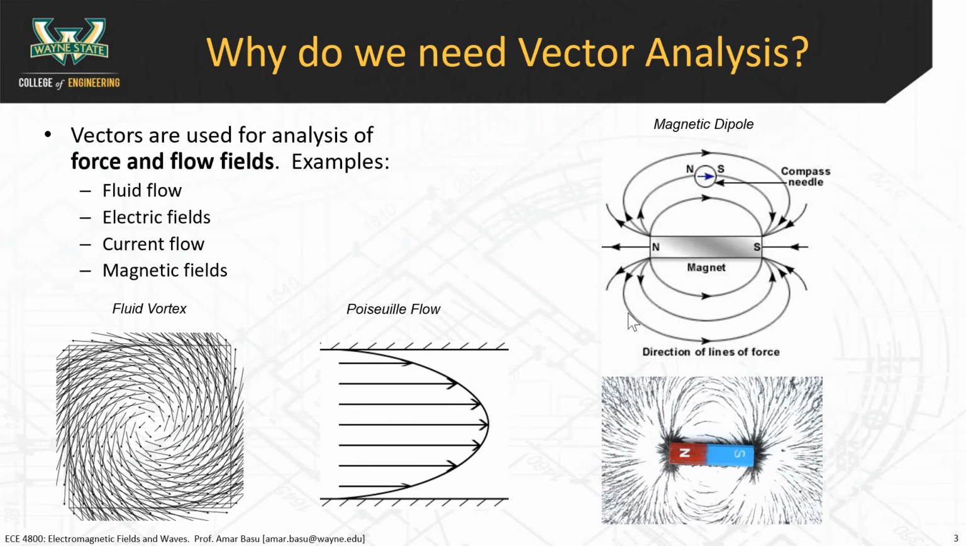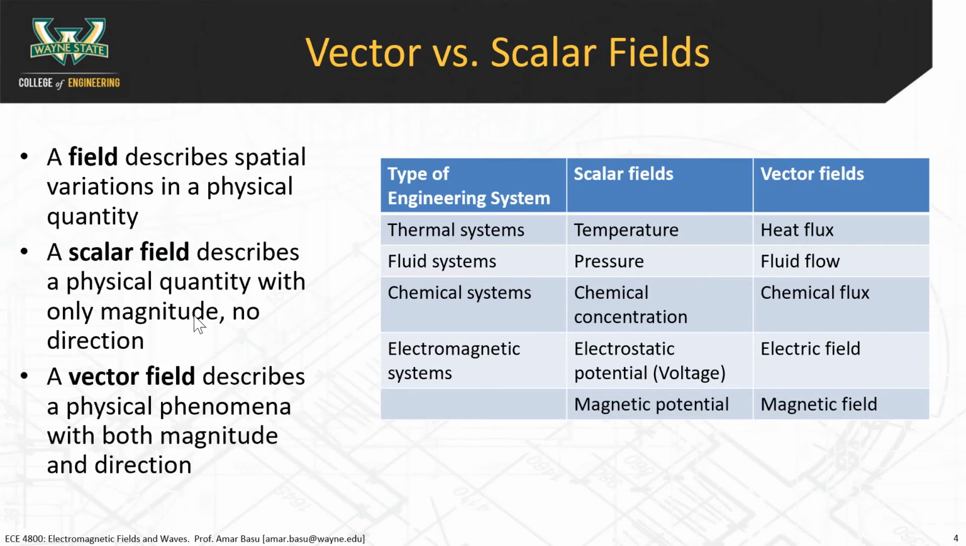Okay. Good. So let's start with this. Why do we need vector analysis? So there are many examples of forces and flow fields where the field or the force is expressed as a vector instead of a scalar. So examples of situations where we have something like this are in fluid flow, electromagnetics, current flows, magnetic fields, and there are also examples in thermal engineering where we look at temperature gradients and things like that. So vectors, let me remind everyone, it's a field that describes spatial variations in a physical quantity.